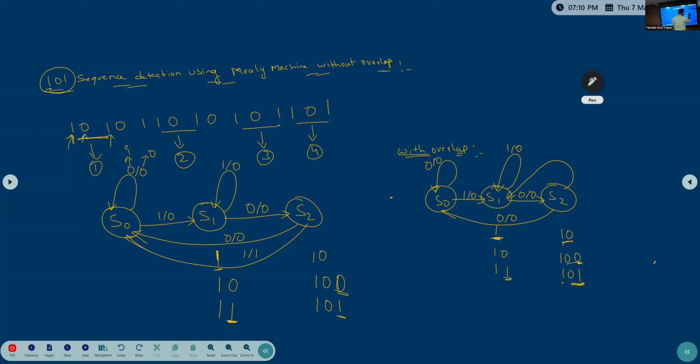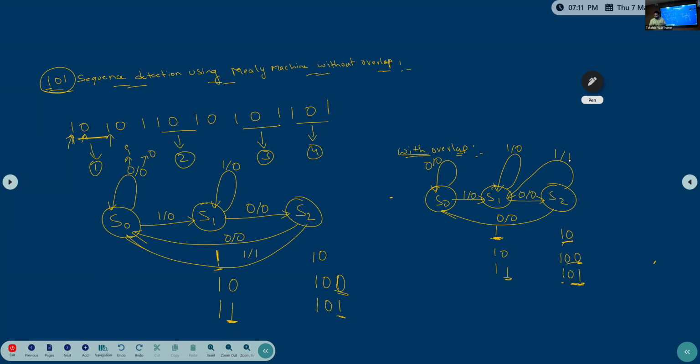S1. Okay, when 1, output will be 1. That is the difference. Here, in both cases, we need to go to S0. Here we will compare. First two bits will compare, then after that one bit will compare. If nothing is matching, we go to S0. If matching, whatever the matching state, we'll go to that state. Clear? This is the state diagram.